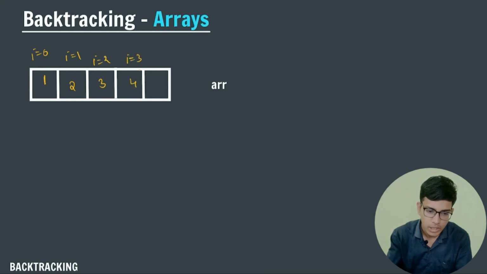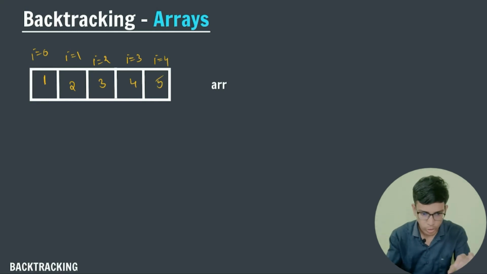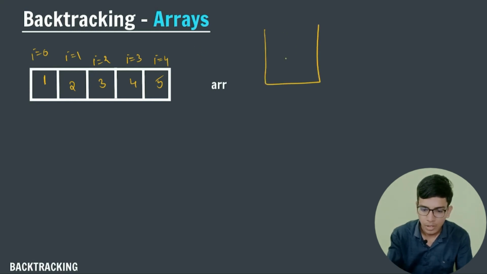When i equals 3, I need to put 4 here. When i equals 4, I need to put 5 here. So we are going to do this with the recursion concept. From the main program, I will create my array. After that, I will call my function.